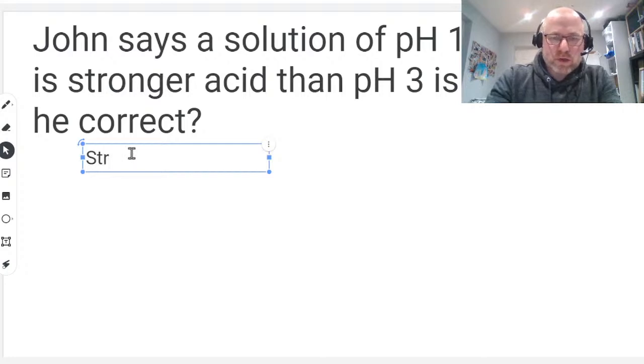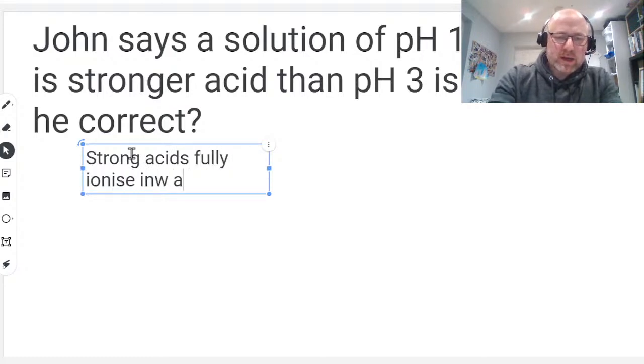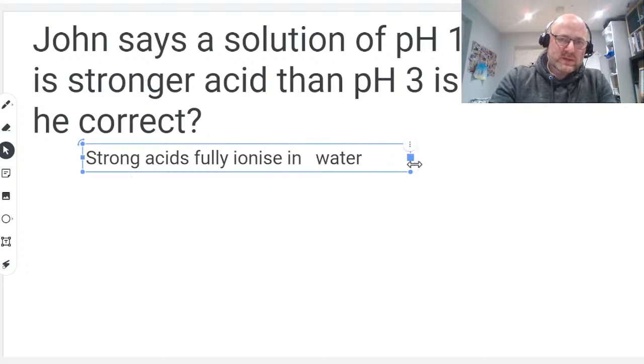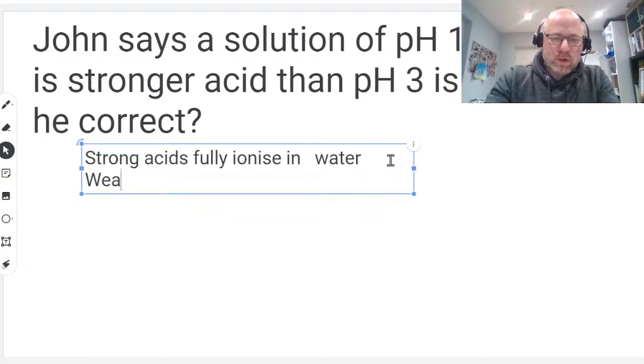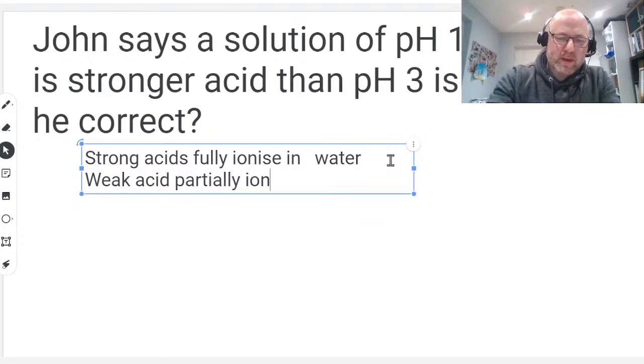So strong acids fully ionize in water. This is what a strong acid is. It's something that fully ionizes in water. Okay. Weak acids partially ionize in water, right?